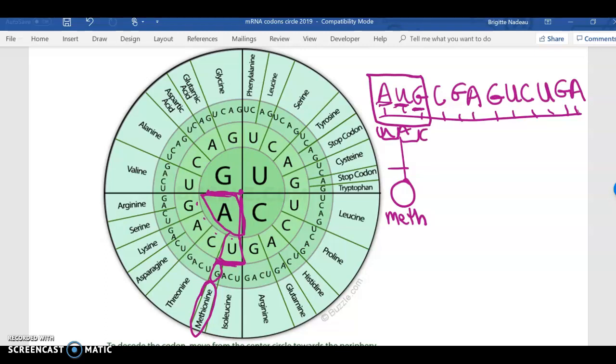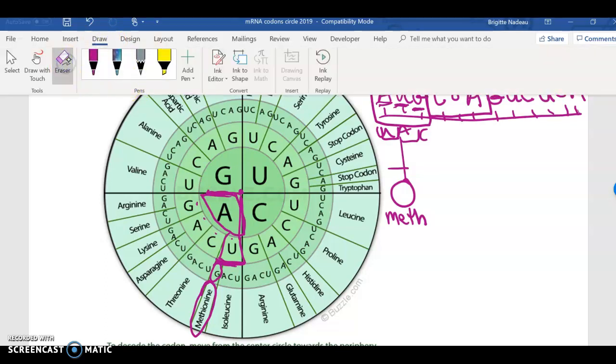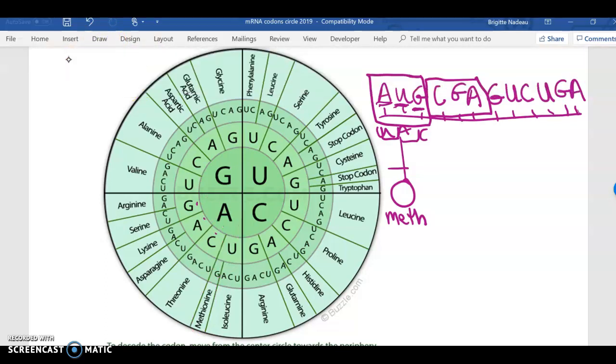All right, so now our second mRNA codon is CGA. I apologize. My handwriting is pretty bad, and writing on this screen doesn't really make it any better. So let's see here. Clean up that little mess.